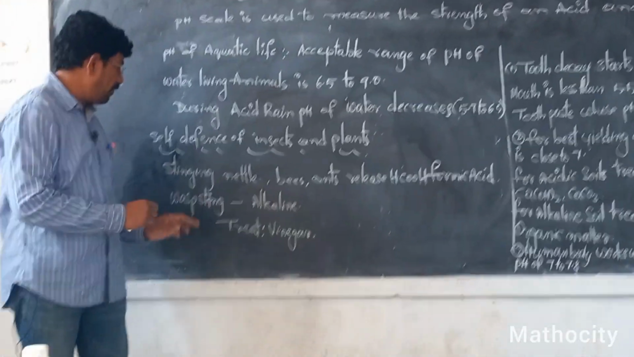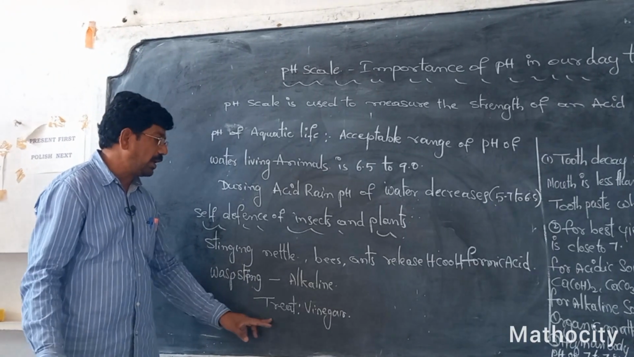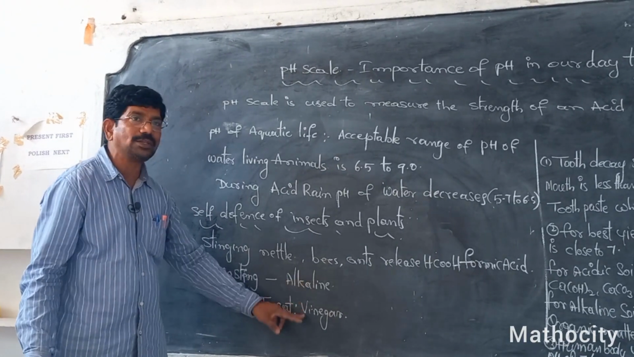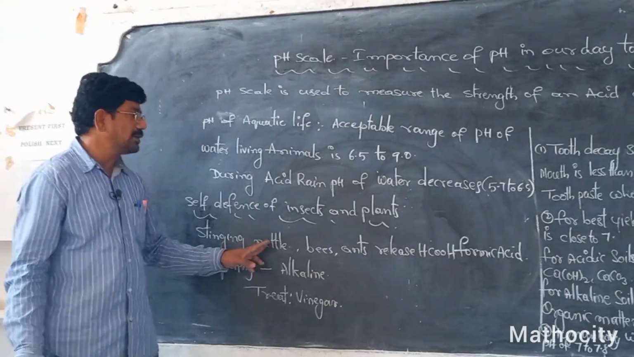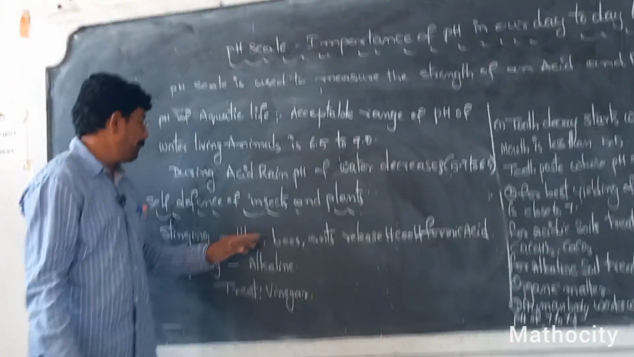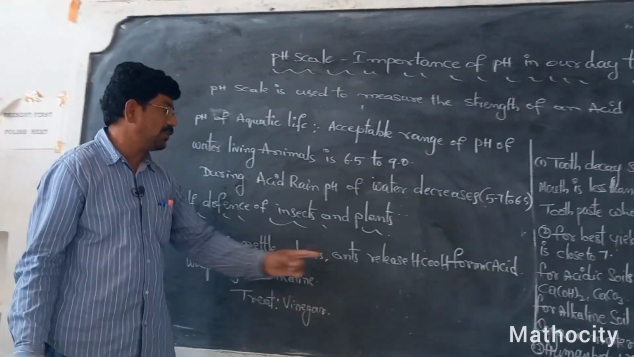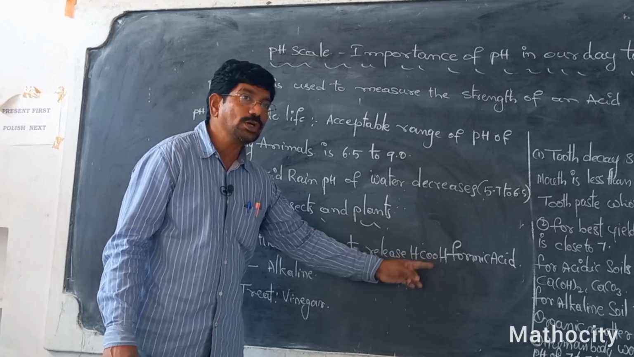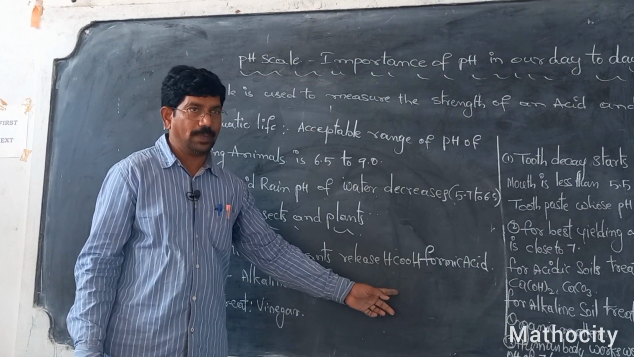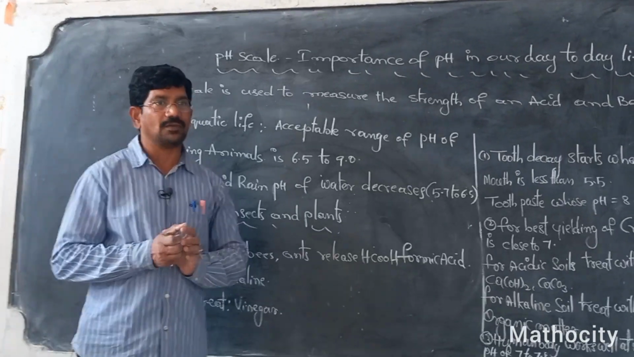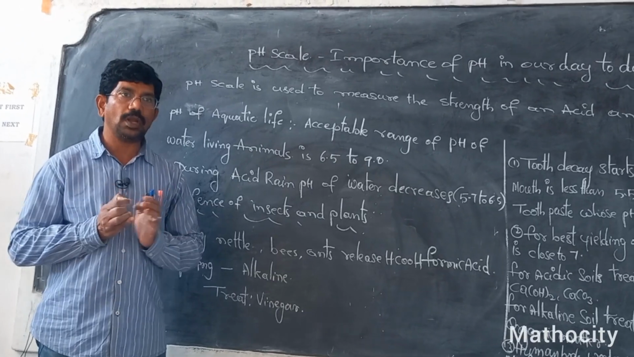When you have a wasp sting, a wasp bite, you have to treat it with vinegar, because it is a base, you have to treat with mild acid. Whereas in the case of formic acid, that is the bite of bees and ants, you have to rub with toothpaste or a mild base. Are you clear? That is the remedy for that one. So this is the importance of pH in our day-to-day life.